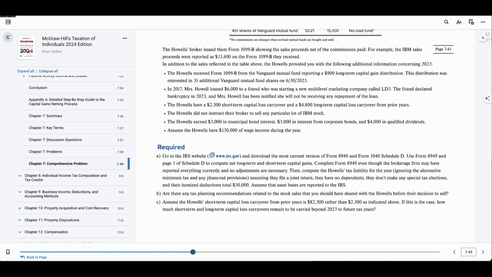The Howells did not instruct their broker to sell any particular lot of IBM stock, and the Howells earned $3,000 in municipal bond interest, $3,000 in interest from corporate bonds, and $4,000 in qualified interest. Assume the Howells have $130,000 of wage income during the year.